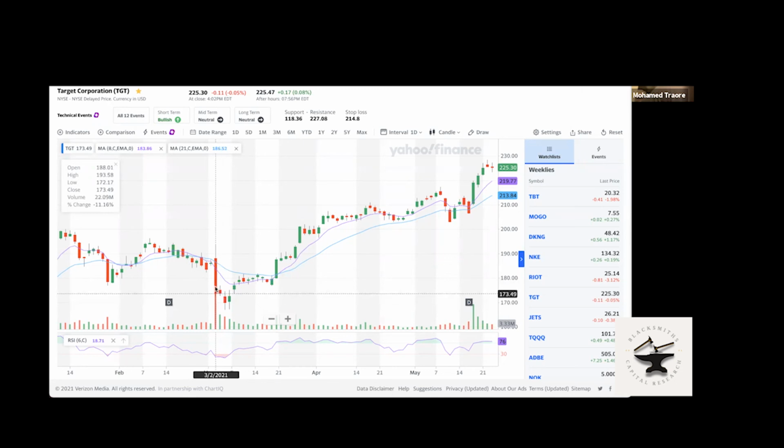So if I would have kept watching this stock for a few more days, I would have seen, okay, here on the 8th, we got the RSI coming back up. But not just that, this 8-day exponential moving average kind of bottoms and starts to move up a little more.